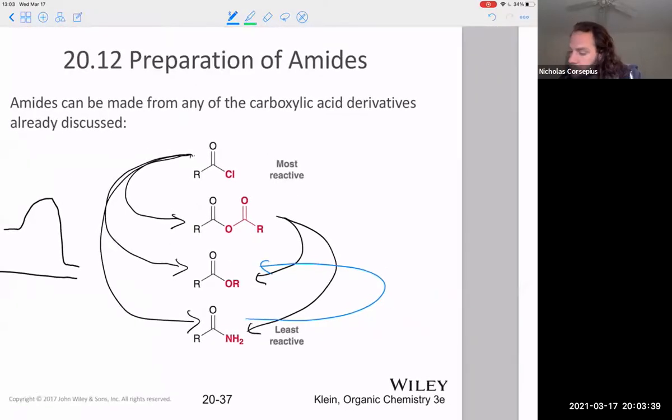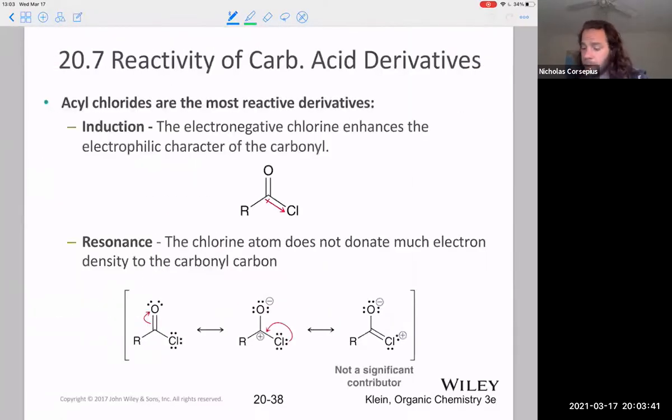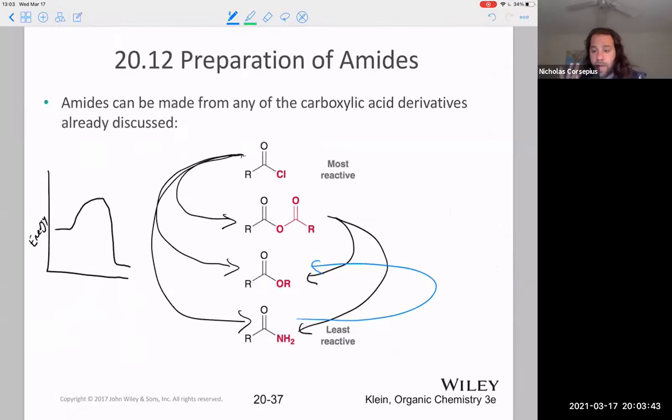But real quick before I move on, that is largely the name of the game this chapter: transforming one of these carboxylic acid derivatives into another one of these carboxylic acid derivatives. And it's going to seem like a lot of reactions, but we're going to use the same pattern over and over and over again.